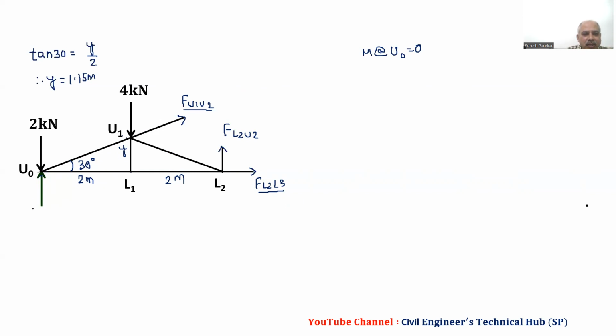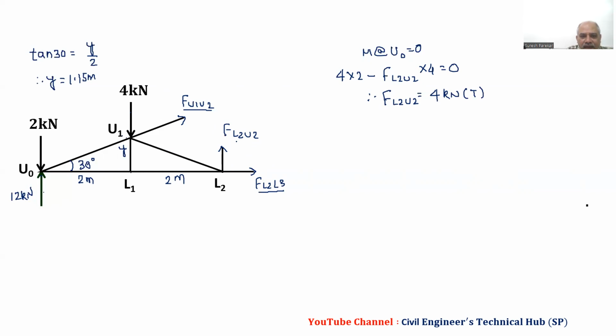Now the moment due to the reaction of 12 is zero as it passes through U0, and the 2 kilonewton load also gives zero. Due to the 4 kilonewton load, we have 4 into 2 clockwise, and due to U2L2, anti-clockwise, minus F L2U2 into 4 equal to 0. Therefore F L2U2 equals 4 kilonewton, and that is tensile as the value is positive.